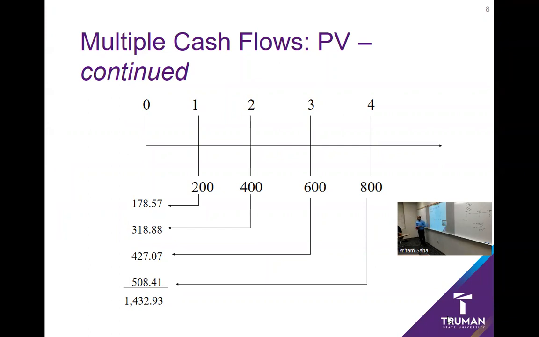We work on the timeline. This is the specific time where we're receiving the cash flow, right? Now, what is our terminal point today? We are discounting back all those future cash flows today. The present value of this cash flow, 178, 318, 427, 508. We are discounting all those cash flows today and summing them up. That is the present value of the investments.